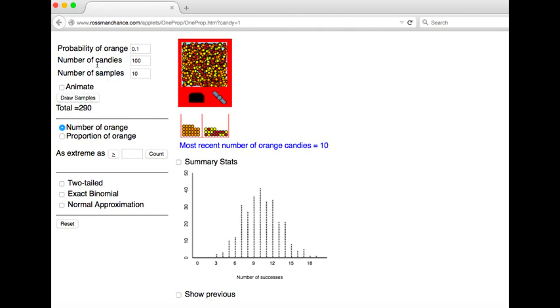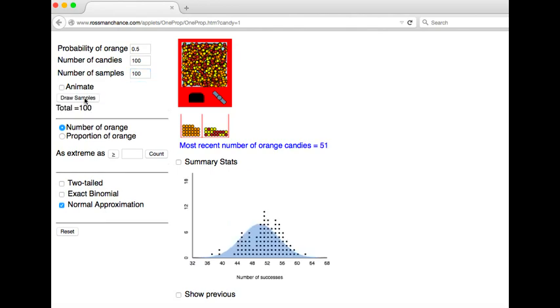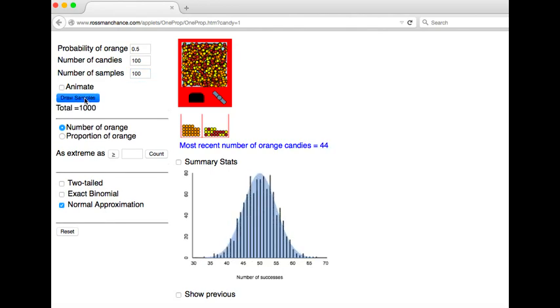Okay. Let's do this quickly. So let's go 100 samples. It looks like that, right? Here's your normal approximation. Okay. Now let's do that again with 0.5. So again, the true proportion of oranges is 0.5. I've got a sample size of 100, and I'm taking 100 samples. So let's draw that. Interesting. And that blue thing in the back, that's your normal curve, laid on top of it.